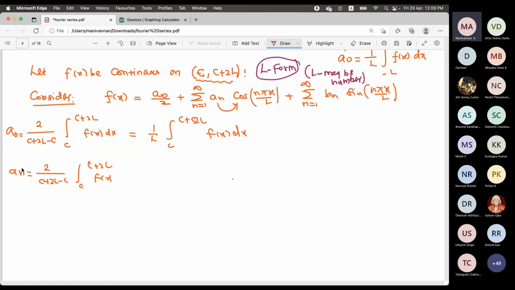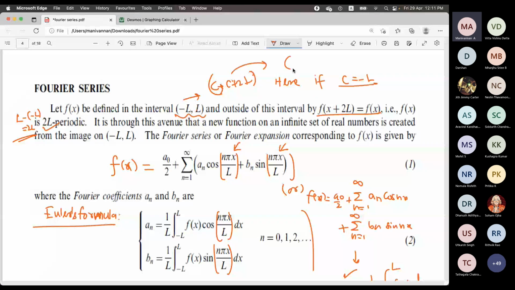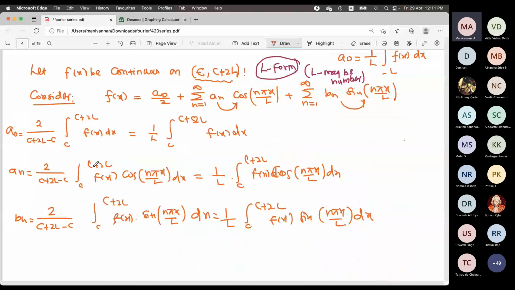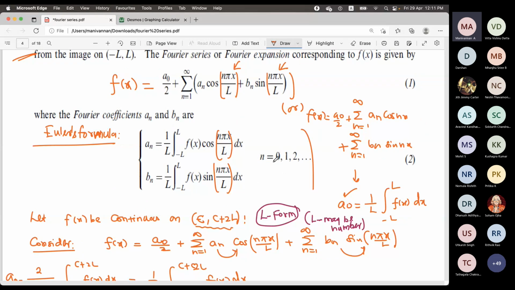Okay, ma'am. So this minus L to L, I'm just considering c to c plus 2L. Here, suppose if c is minus L, then this interval is converted into minus L comma L. So the formula is alternatively converted into minus L to L. Rest of the things are same. Is it clear?